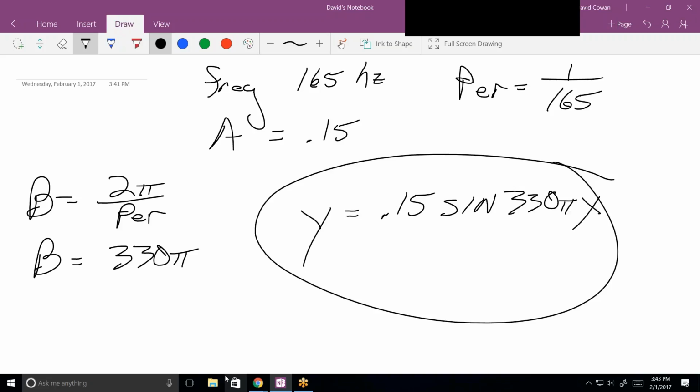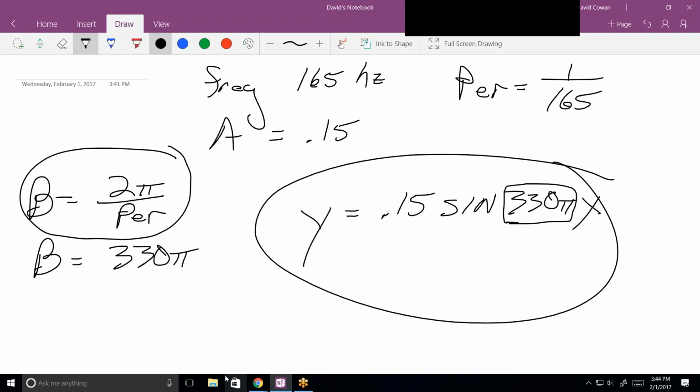The frequency is definitely the reciprocal of the period. I know I have a frequency of 165, so I have a period of 1 over 165. And then from that, I can figure out what b is. Remember, the coefficient in front of x is b. So if I plug in the period, flip and multiply, I get a b of 330 pi.